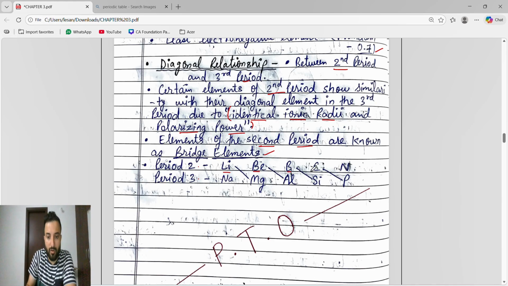Lithium, beryllium, boron, carbon, nitrogen. Here it is sodium, magnesium, aluminium, silicon, phosphorus. So see here, sodium and nitrogen will not form a diagonal relationship with anyone.